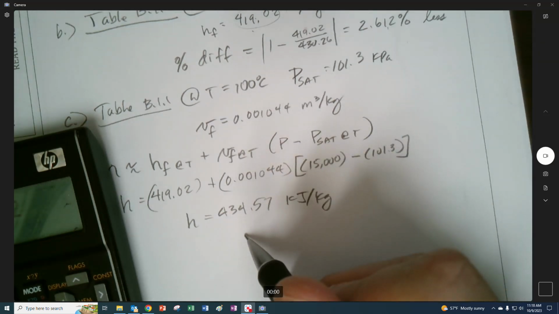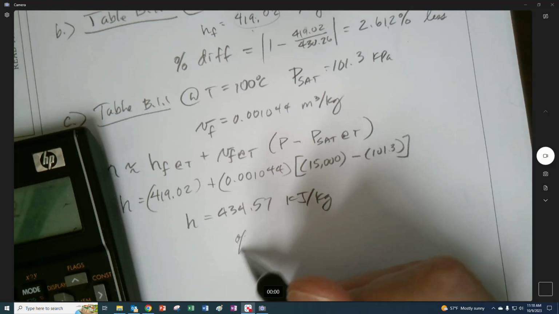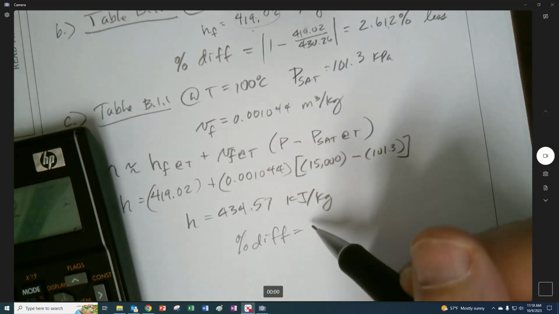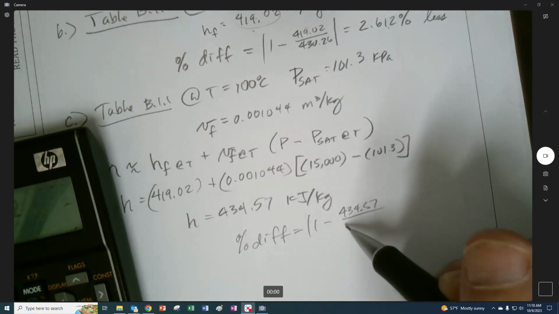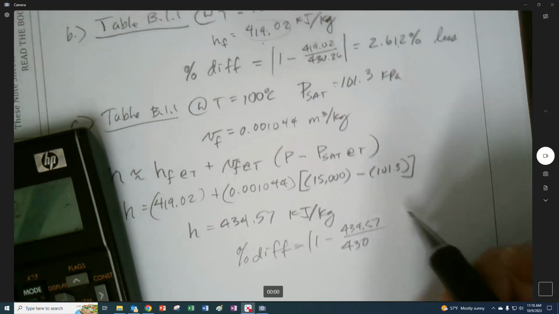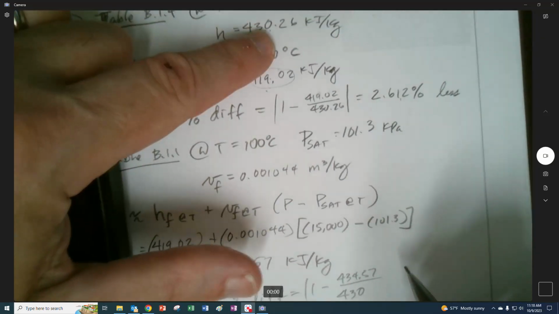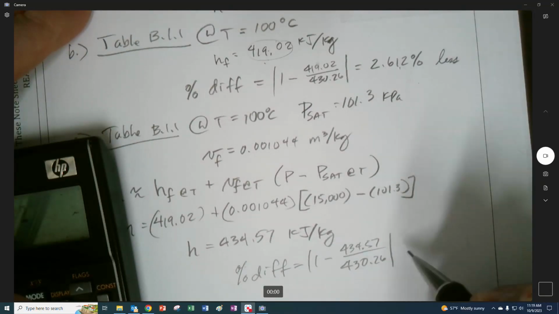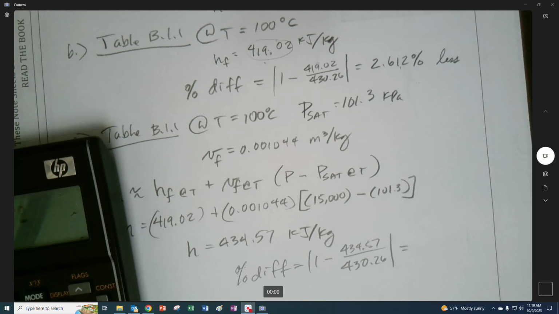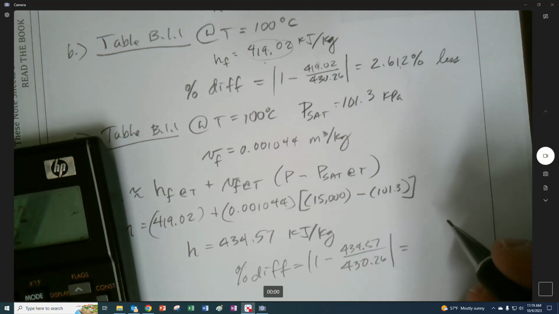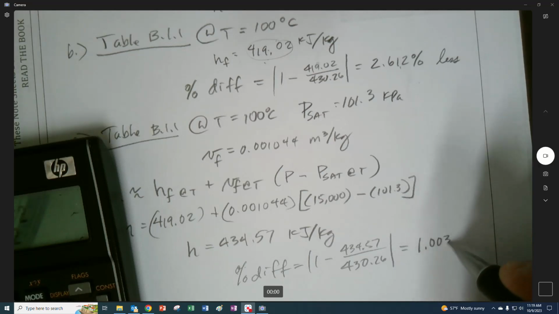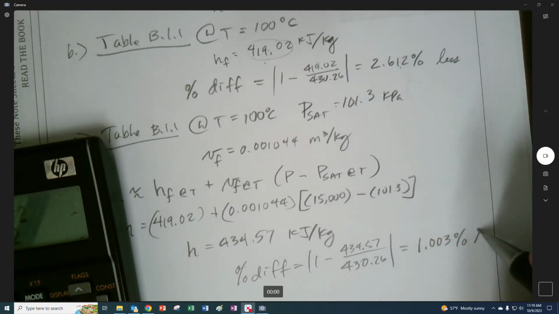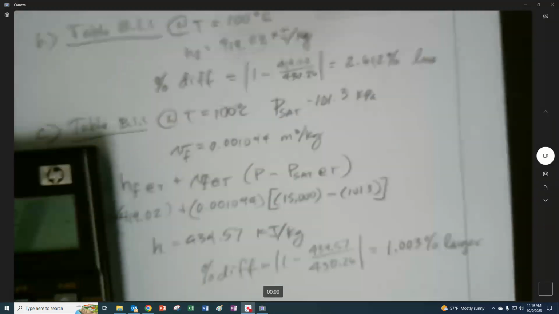And then we can find out what the percent difference is. We'll take 434.57 and divide it by the known 430.26. So 430.26 divided, 1 minus, and we get 1.003%. Larger, or more, whatever you want to say, larger.